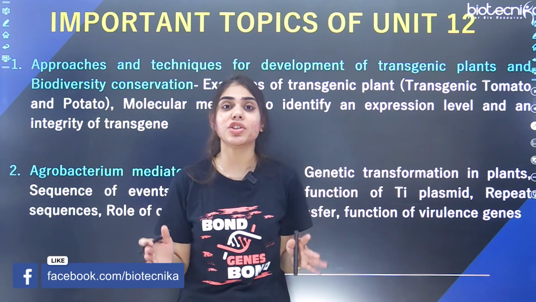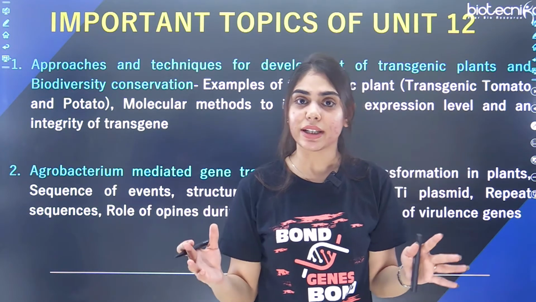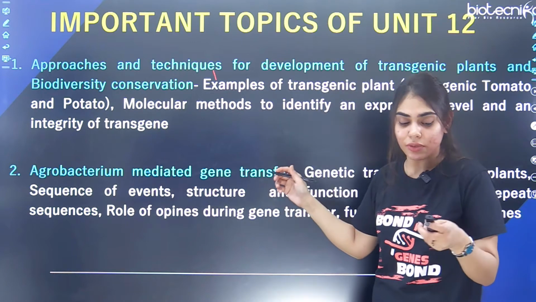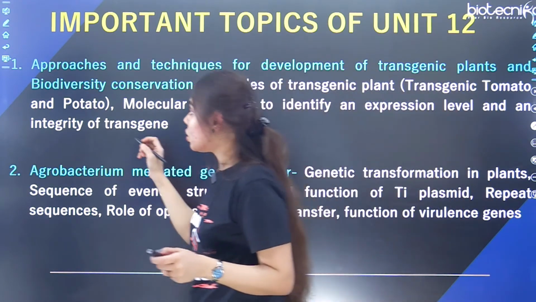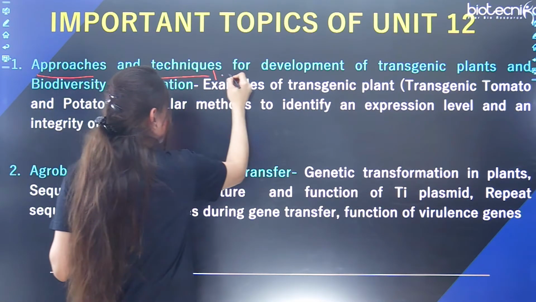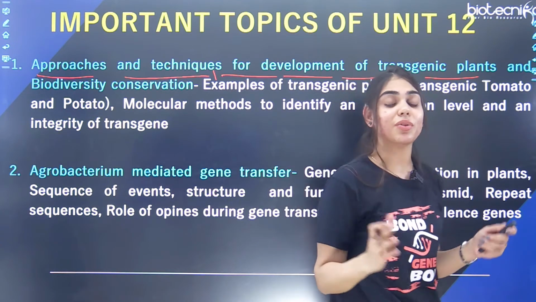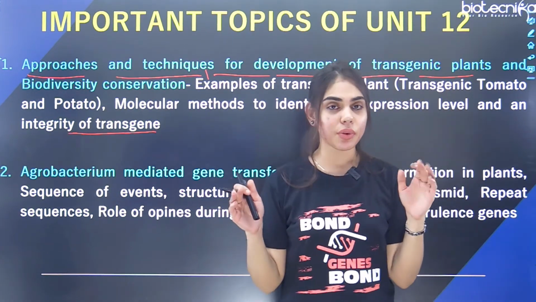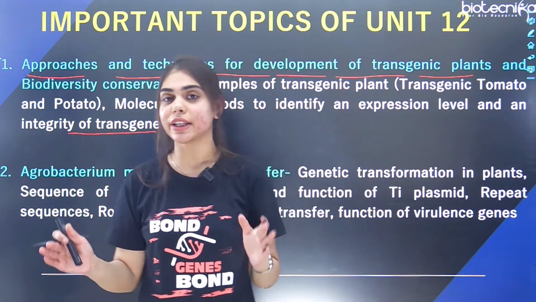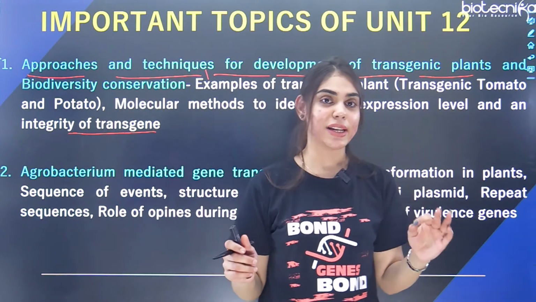As I've already mentioned, this is a small unit, so let's see what your plan should be, how to execute it, what the important topics are, and tricks to prepare for this unit. So now we'll see the list of important topics. The first topic over here is approaches and techniques for development of transgenic plants. You all know that a transgenic plant contains a foreign gene, or the transgene. Here you also need to focus on the molecular approaches needed to identify the integrity of the transgene inside the organism, whether it is plant, animal, or prokaryote.